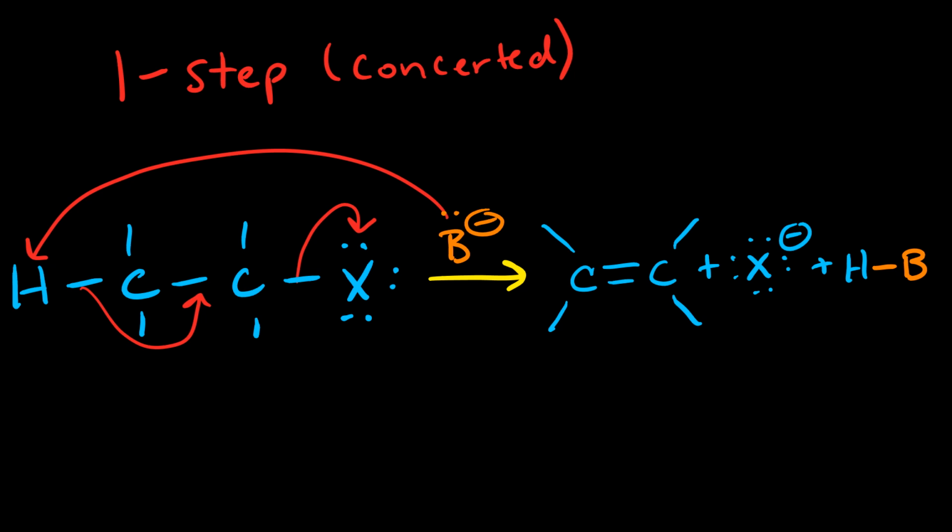And here's what the mechanism looks like if it occurs in one step, the concerted reaction. So you have proton removal occurring at the same time as pi bond formation and leaving group displacement. And once again, you get the alkene product.